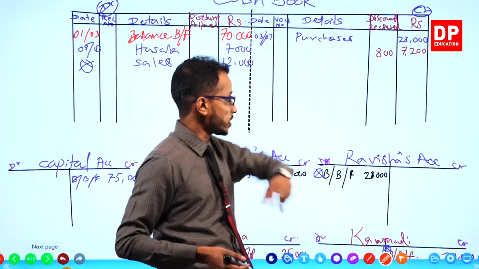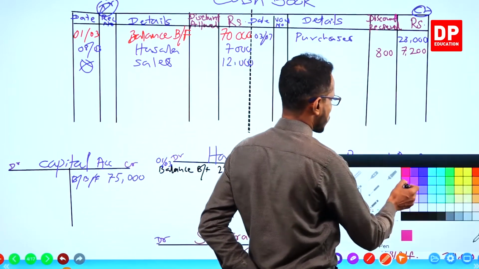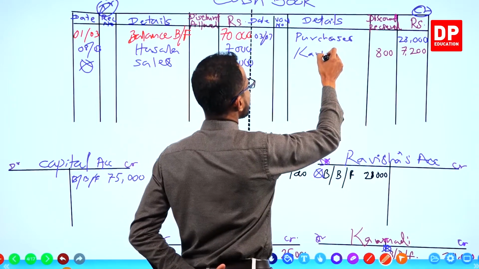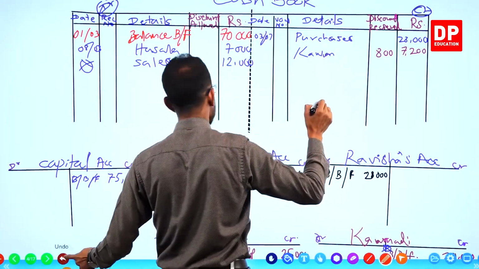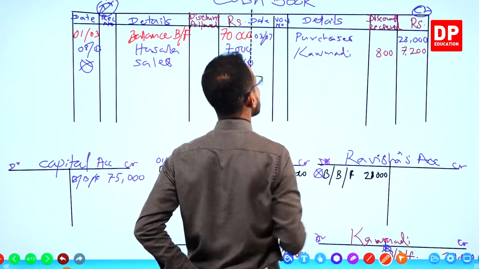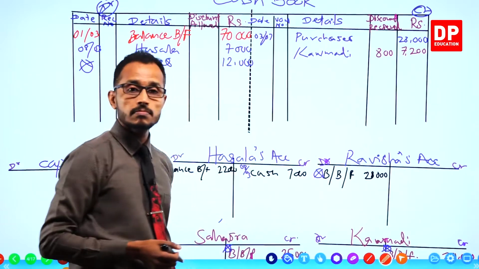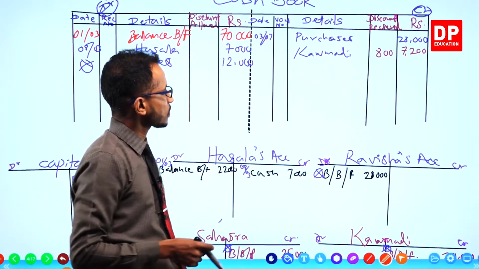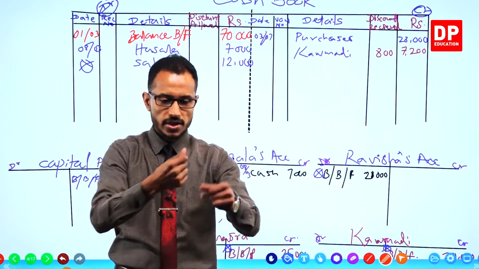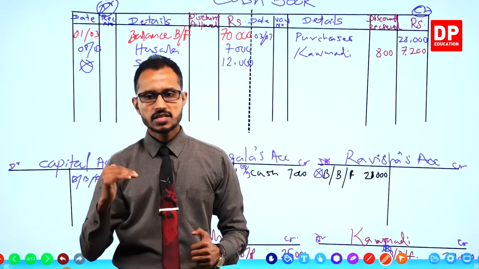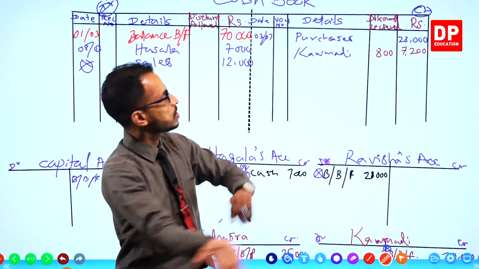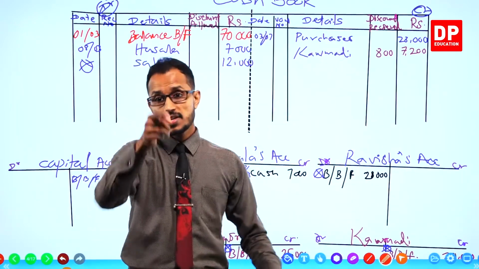And we paid 7,200. What is the description here? It should be Kaumadi. That is a double entry, right? Cash going out from the business. Cash going out, that means cash decreasing. Cash decreasing means cash account credit. And creditor's account, debit.